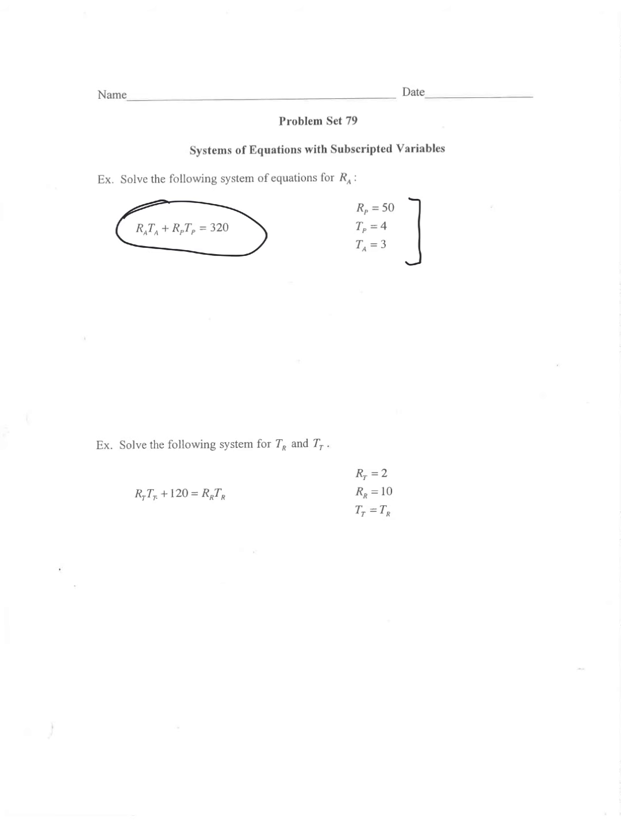We find out that the only one we do not currently have is r sub a. So that's what we're going to be solving for. We do have t sub a, though. That's 3. We have r sub p, which is 50, and we have t sub p, which is 4. And with that, we have exactly what we want, an equation that only has one unknown, r sub a. And so we're going to solve this just like we would solve any other equation. So I'm going to go ahead and do that.